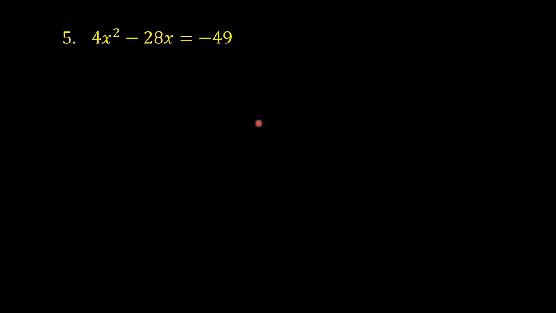Example number 5. 4x squared minus 28x is equal to negative 49. The right side of the equation is not equal to 0. It is negative 49. In solving quadratic equations by factoring, the right side of the equation should be equal to 0. So we have to transpose negative 49 to the left side and change its sign. So we have now 4x squared minus 28x plus 49 is equal to 0.